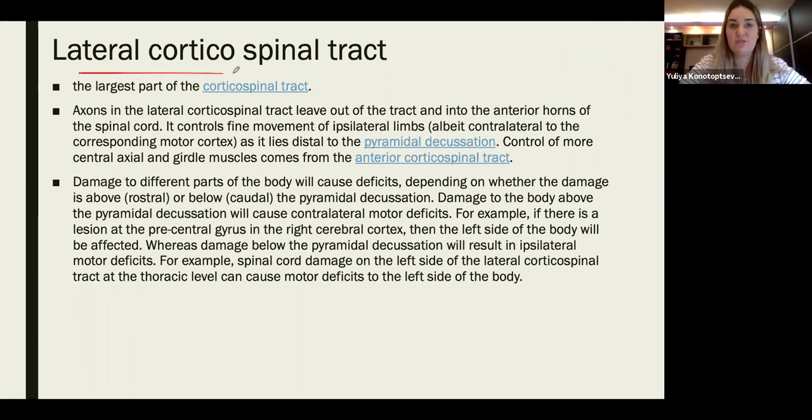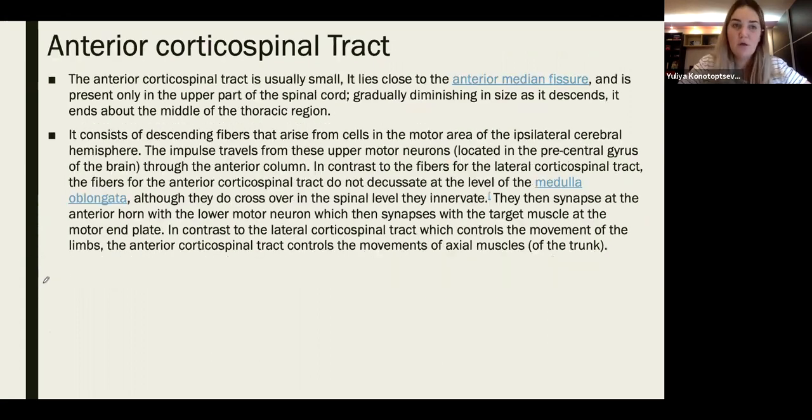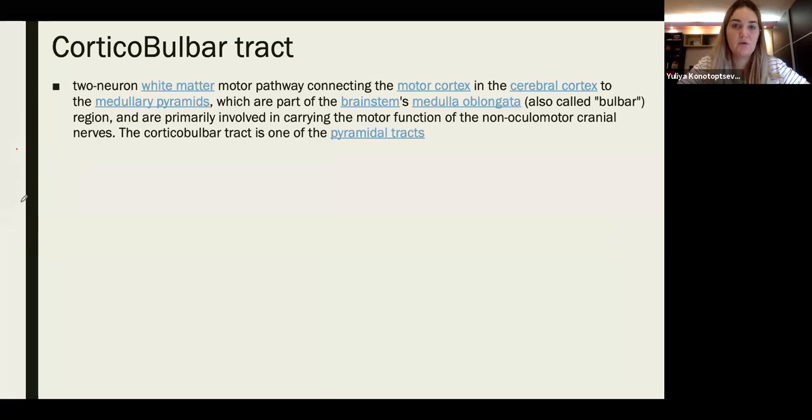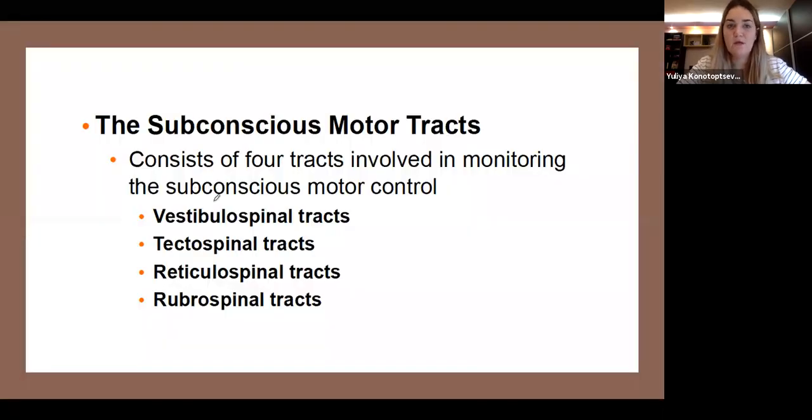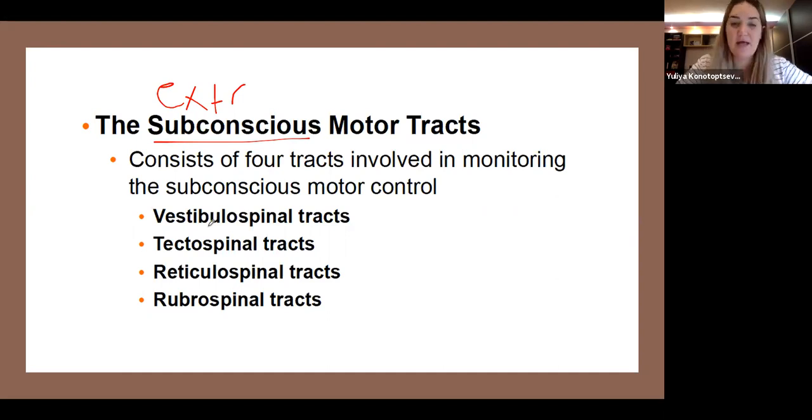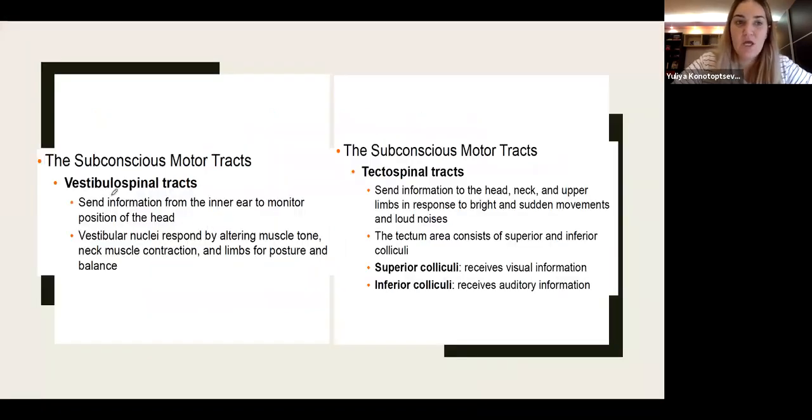So this is more detail about lateral corticospinal, read it at home. More details about anterior corticospinal, read it at home. And corticobulbar, read it at home. So now the involuntary, subconscious, another name, extrapyramidal tracts. That's another name for them. There are 4: vestibulospinal, tectospinal, reticulospinal, and rubrospinal tract.